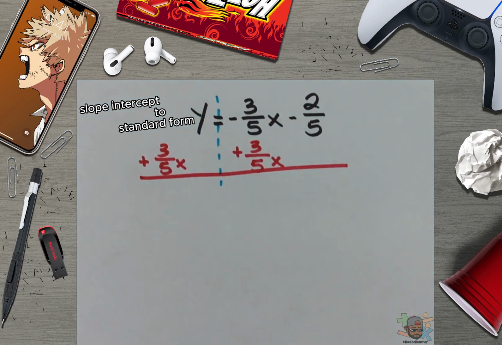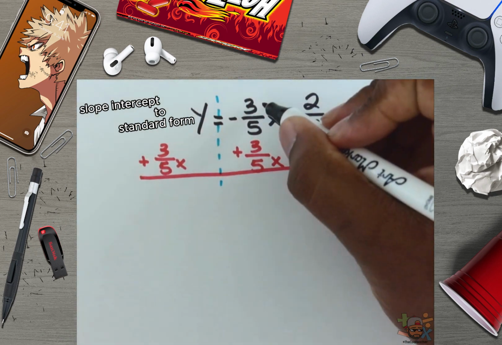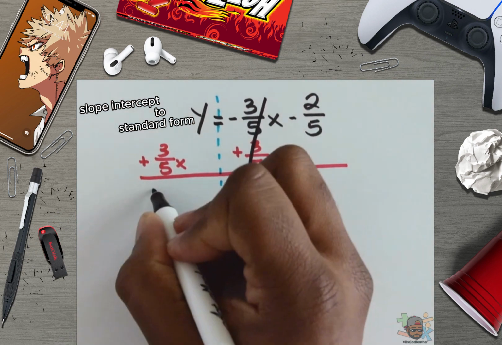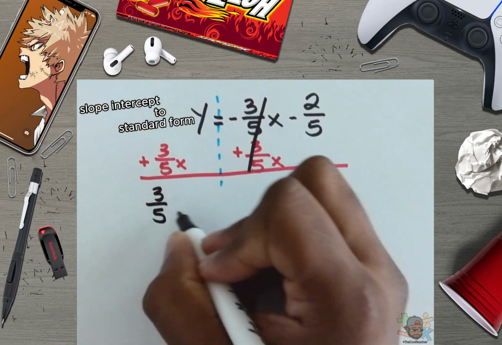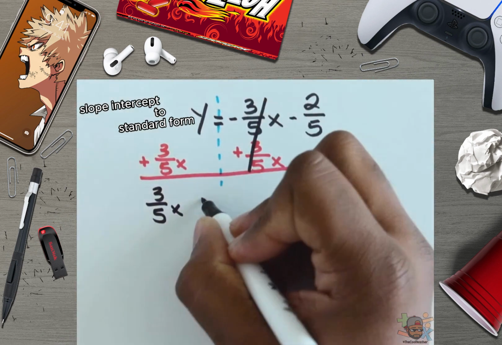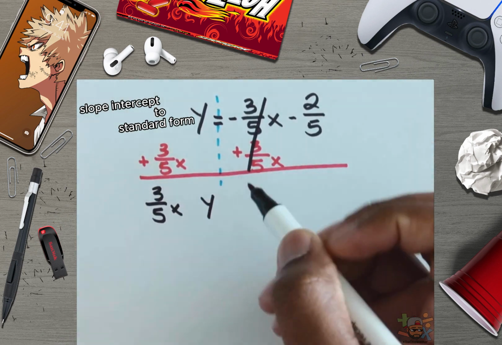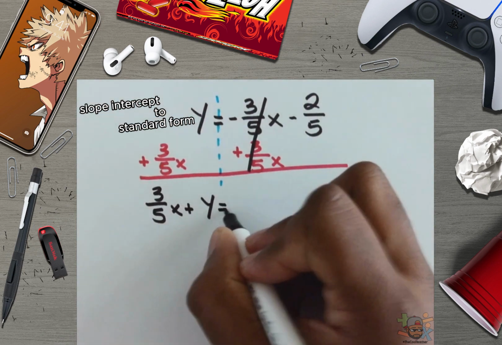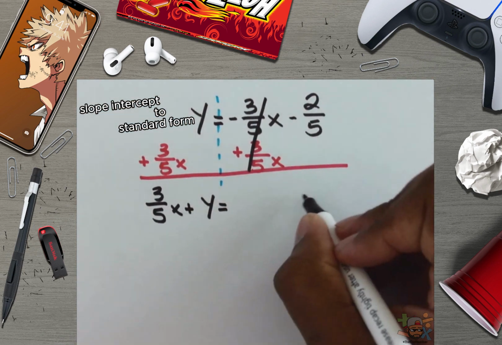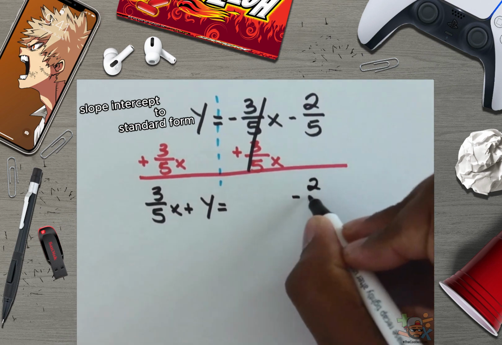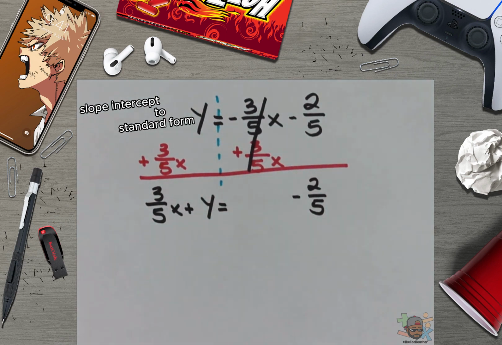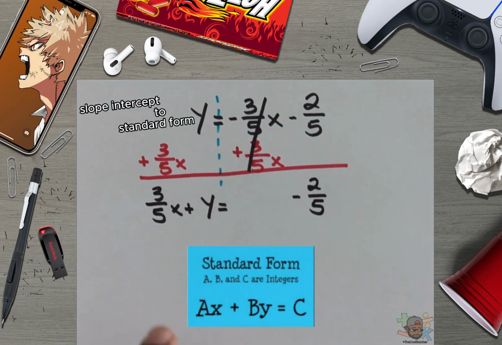All right, now with me doing that, these are going to cancel out. I'm going to bring down my positive 3/5 x, bring down my y, which is also positive because nothing is in front of it. So put a plus sign, bring down my equal sign, and I'm gonna bring down my negative 2/5. And for my OCD people, I'm gonna put this back together in the end, all right? So I'm closer to standard form, okay?